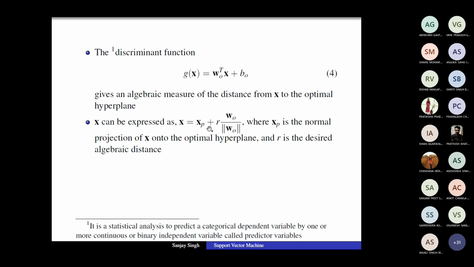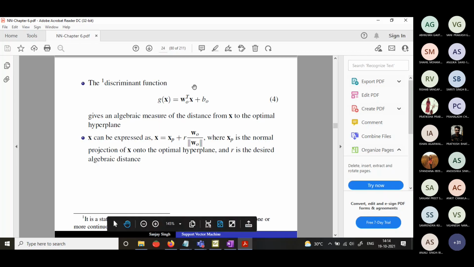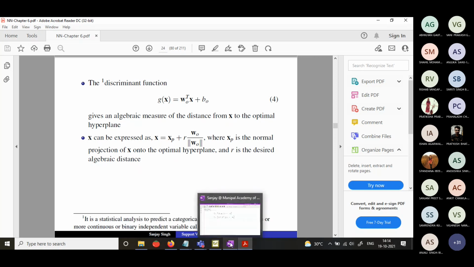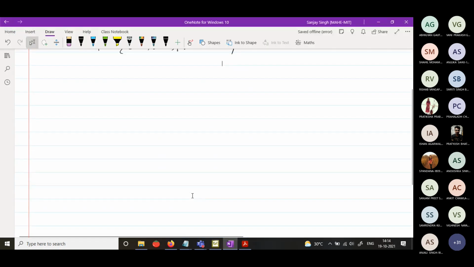Simon Haykin directly writes this without explaining where it comes from. So let's go to the board and try to understand how this can be written and how to simplify it further. Be very careful about this, because it is not given in the book and you should know it.